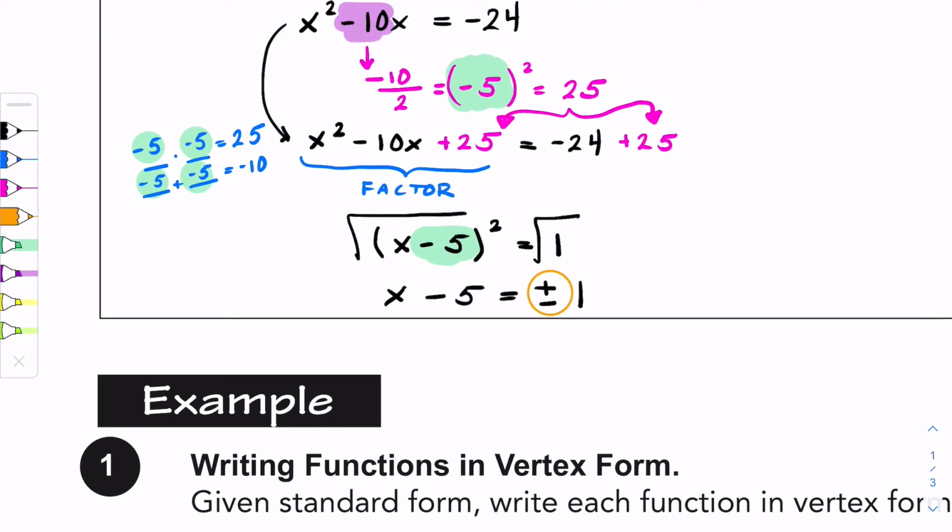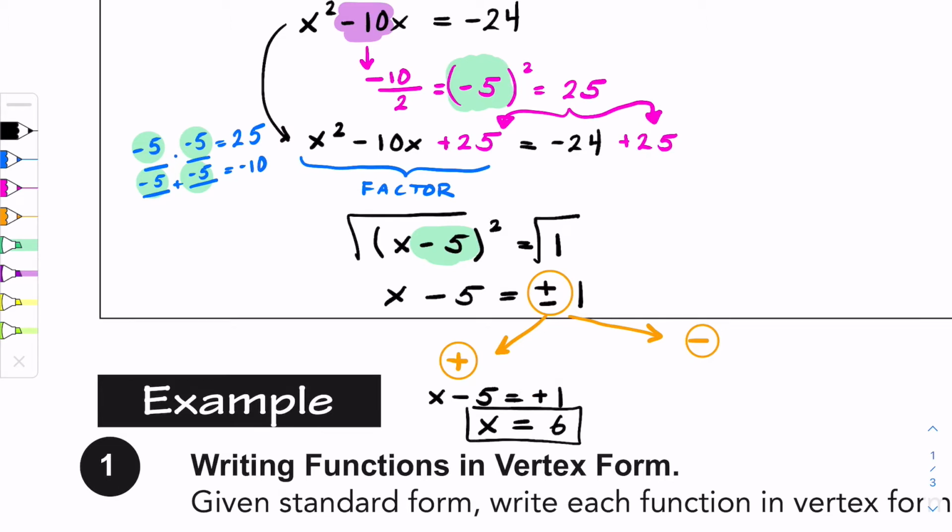Because we have two solutions here, positive or negative 1, we need to solve for each of them separately. So for the positive solution, x minus 5 is equal to positive 1. Add 5 to both sides, x equals 6. For the negative solution, x minus 5 is equal to negative 1. Add 5 to both sides, x is equal to 4. So here are your two solutions by completing the square.